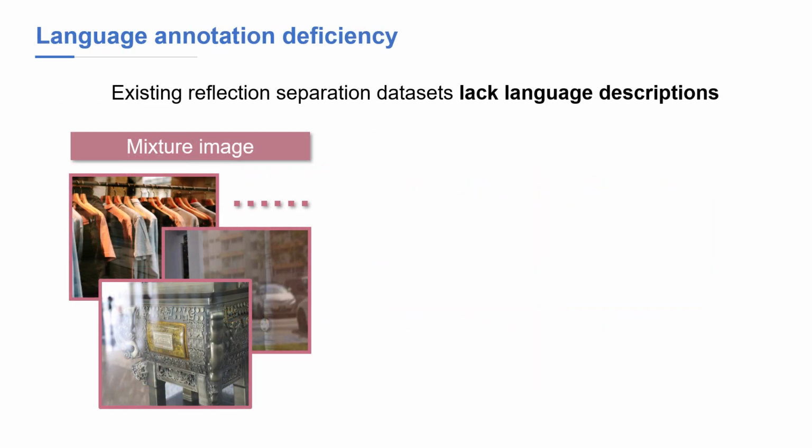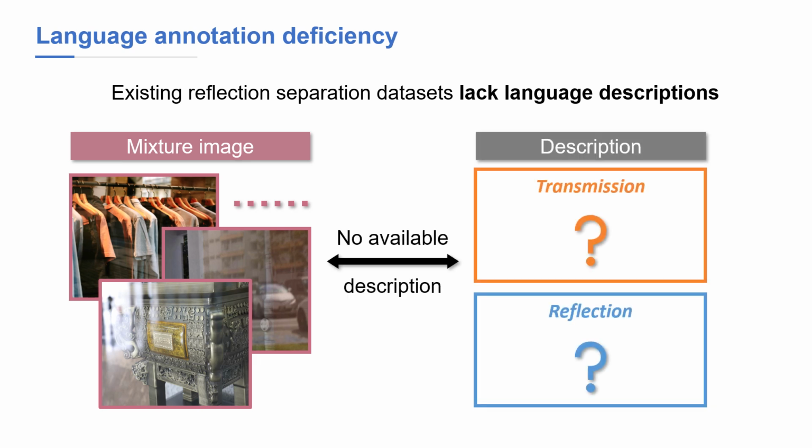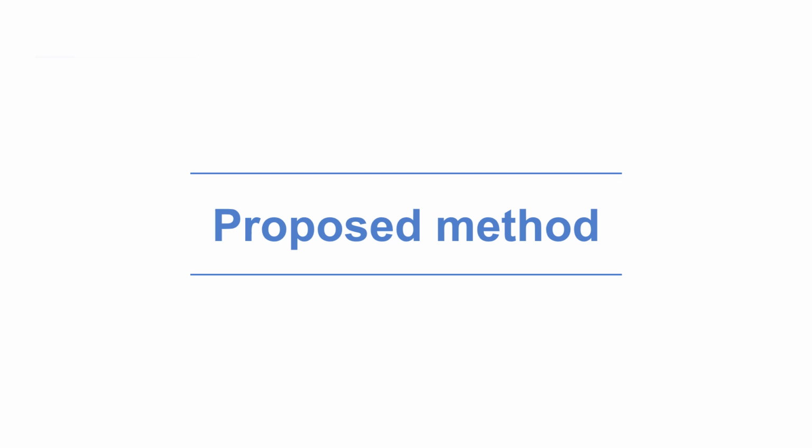The third challenge is language annotation deficiency. All existing datasets for the reflection separation task only contain image data, but no correlated language description is provided, raising the challenge for network training and evaluation. After the analysis of the challenges of introducing language descriptions, we start to introduce our method.